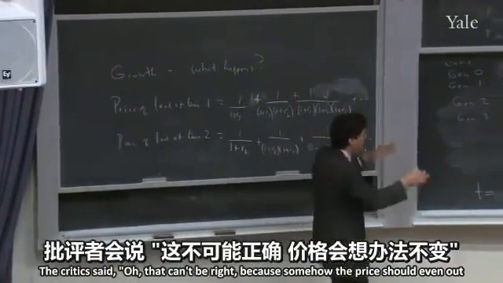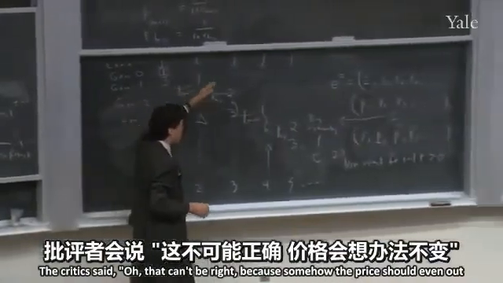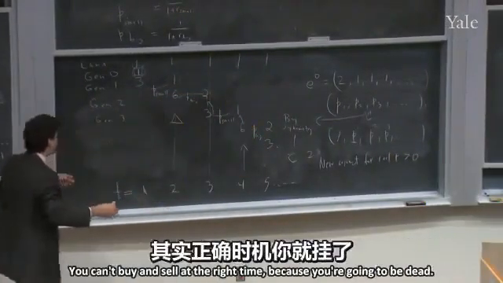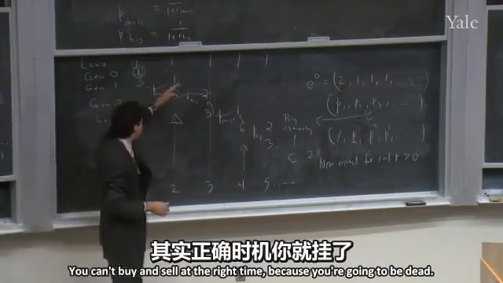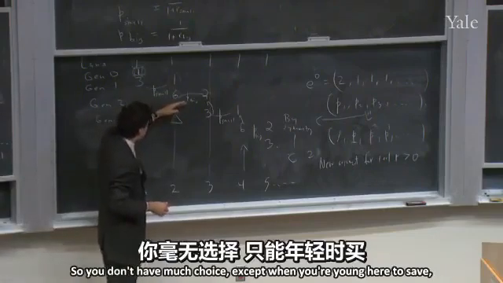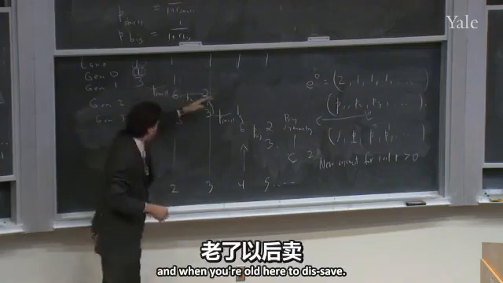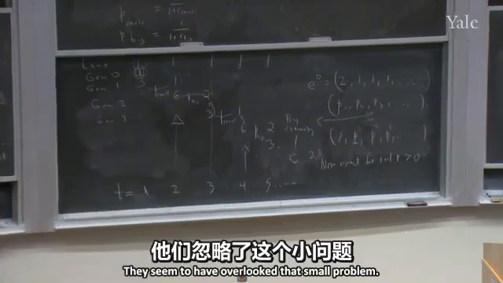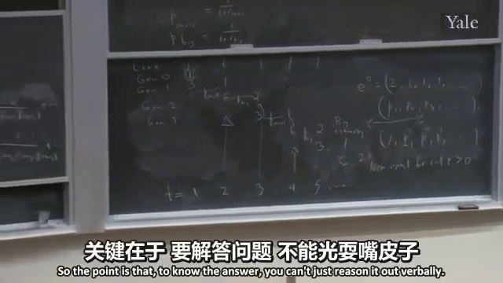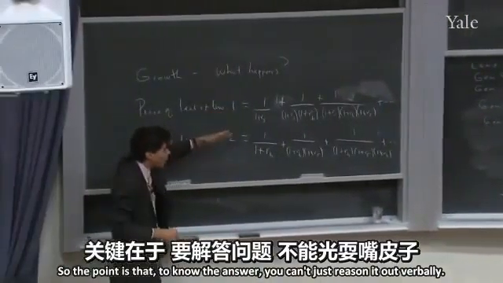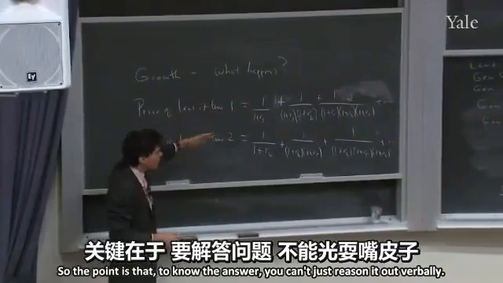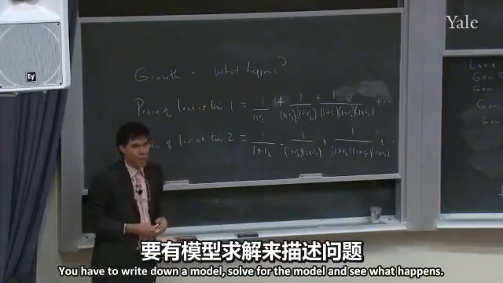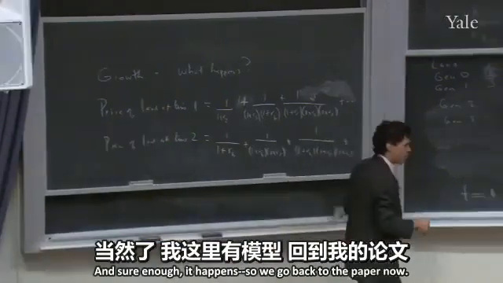The critics said, oh, that can't be right because somehow the price should even out and everybody will be looking ahead and buying or selling at the right time. You can't buy and sell at the right time because you're going to be dead. So you don't have much choice except when you're young here to save and when you're old here to dissave. So they seem to have overlooked that small problem. So anyway, the point is that to know the answer, you can't just reason it out verbally. You have to write down a model, solve for the model, and see what happens. And sure enough, it happens.